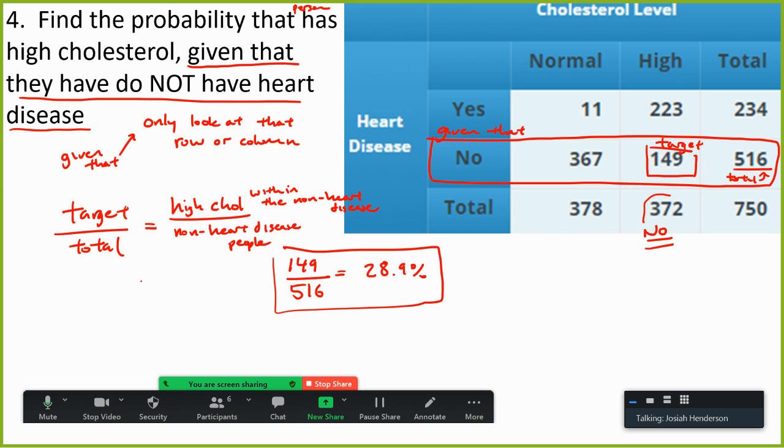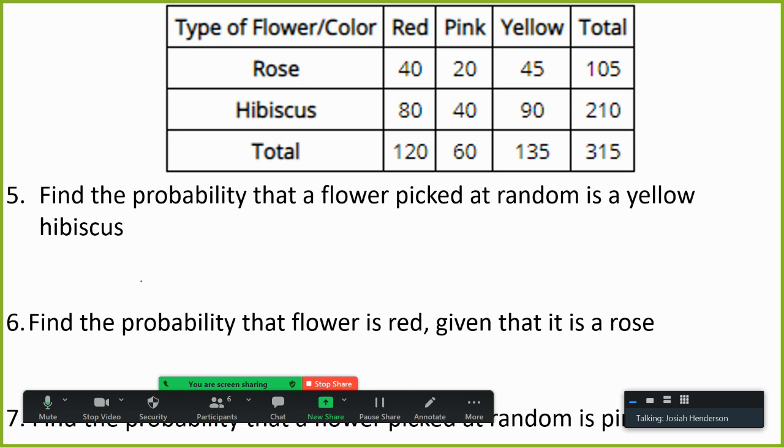Let's try another one together, guys. Let's look at this. I've got some new info to play with. So before we look at the questions, let's examine the table. It says it's about type of flower and the color. And then if we look down, it's types of flowers, roses and hibiscus flowers. So those are like the types. Going vertically, we've got colors. So maybe this is a flower store, or maybe we're ordering off of a website, but we've got these three choices. We can have red, pink, and yellow, and we can have red, pink, and yellow of roses or hibiscus.